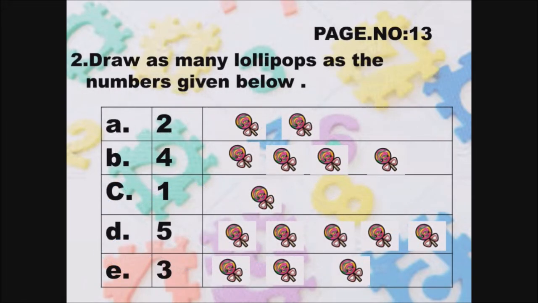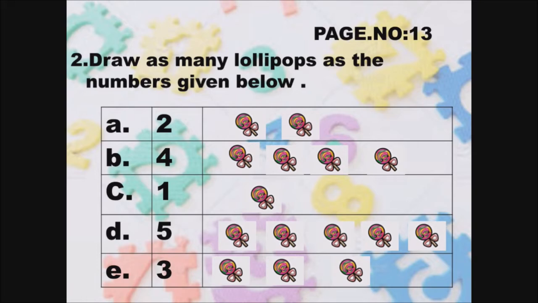Next, we can see the second sum on page number 13. Draw as many lollipops as the numbers given below. Children, I hope you all have seen lollipops and tasted too. But it is junk food, so try to avoid eating lollipops. Okay, children? Good. Now, see here, the numbers are given. According to the given numbers, you have to draw the lollipops.